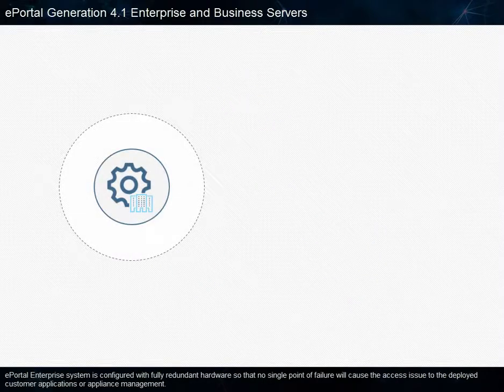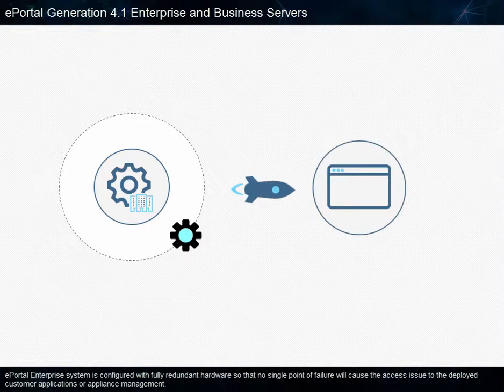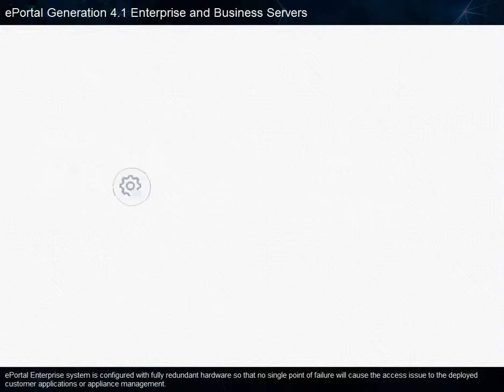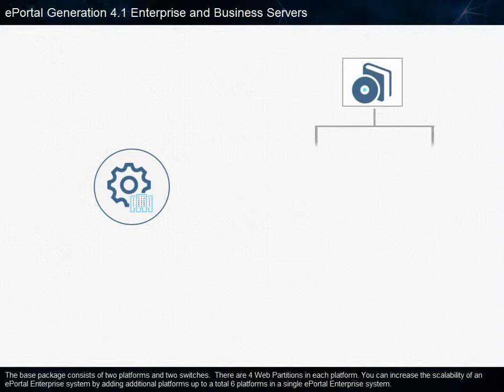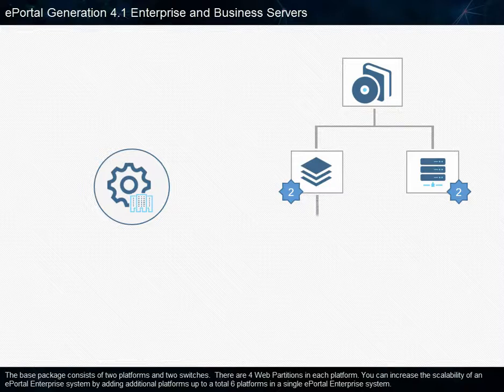ePortal Enterprise system is configured with fully redundant hardware so that no single point of failure will cause the access issue to the deployed customer applications or appliance management. The base package consists of 2 platforms and 2 switches. There are 4 web partitions in each platform.